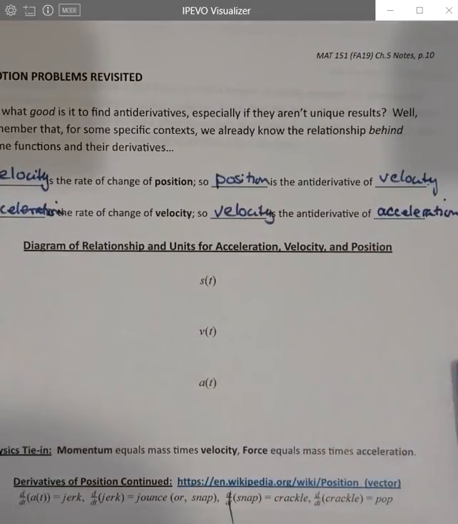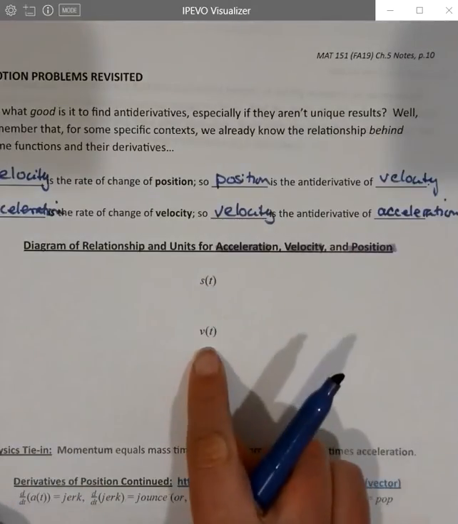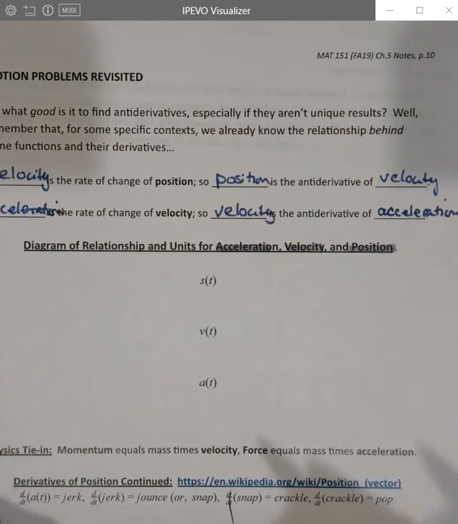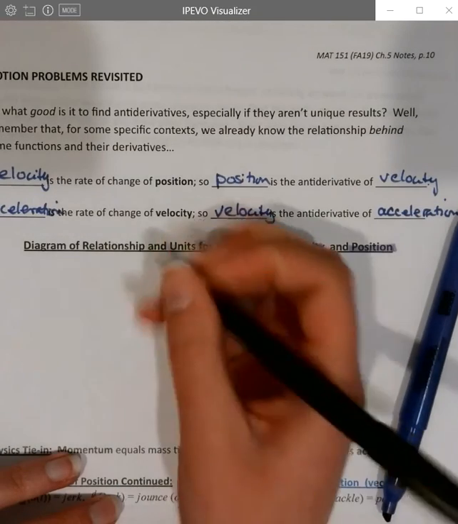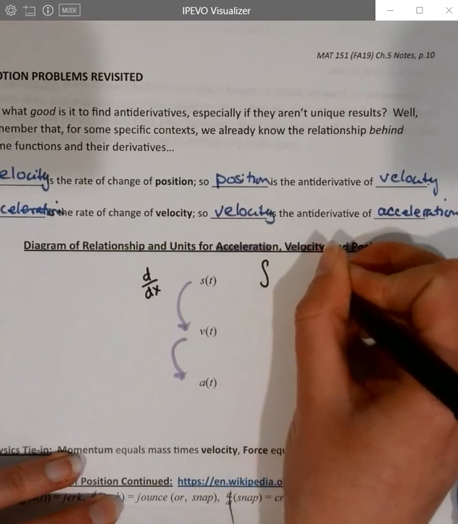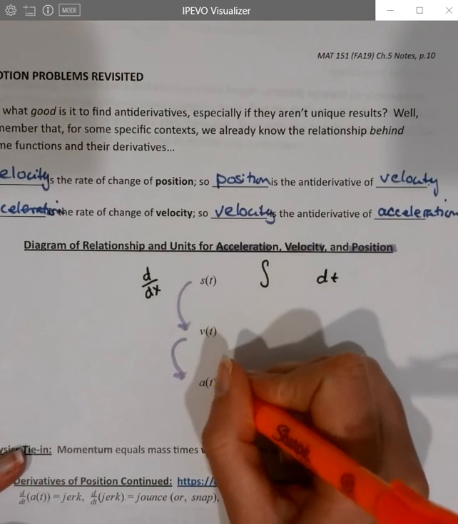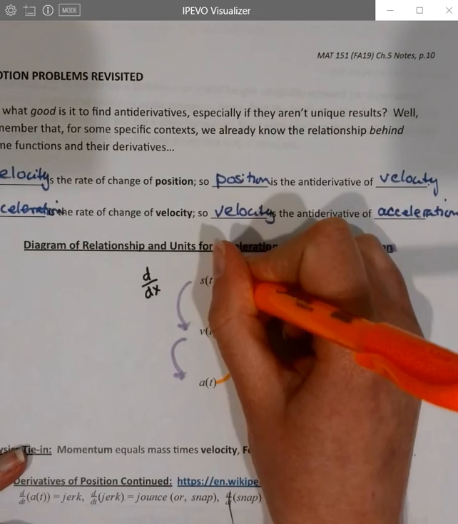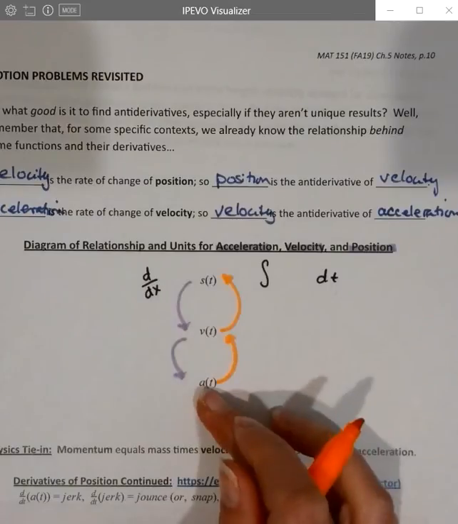We use this diagram here to help us remember the relationship between acceleration, velocity, and position. Okay, so s of t is position, v of t is velocity, a is acceleration. And so if I'm differentiating, we would do derivatives down the list. So that would be our derivatives. And if we're integrating, we're going to integrate up the list. So if we integrate, we're going to integrate up from acceleration to velocity and up from velocity to position. Okay, so that kind of helps us figure out the relationship between these three things.